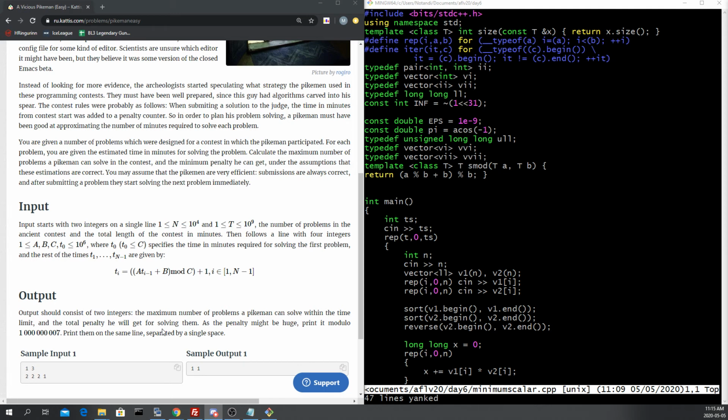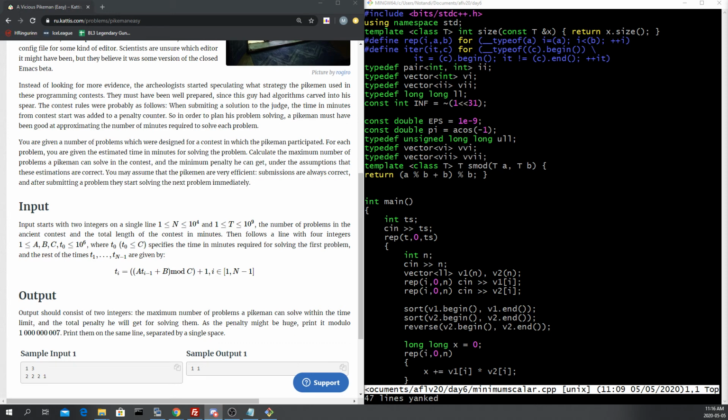Okay, so how do we do this? What problems do we want to solve first? The only value we have for them is how long it takes to solve them. So start by sorting it in ascending order of time. Yeah, in ascending order. Problems first, right?